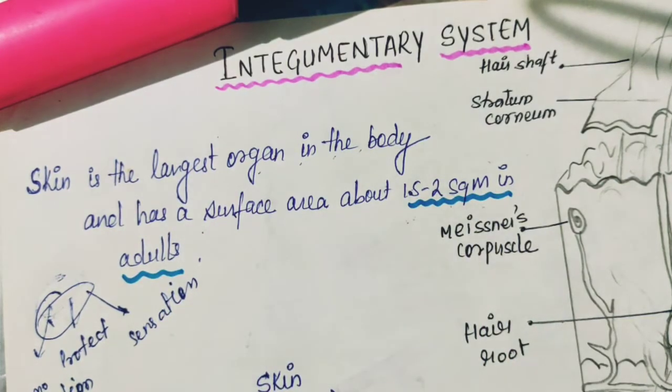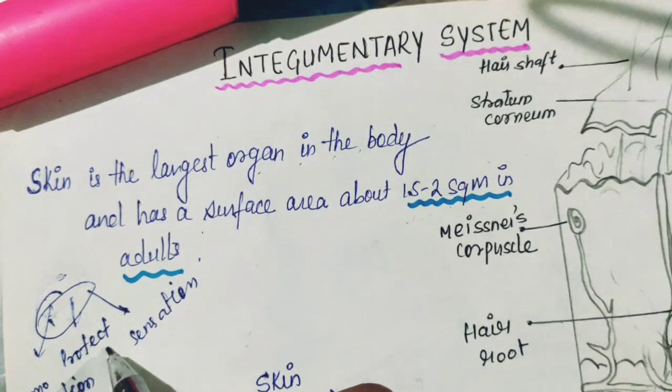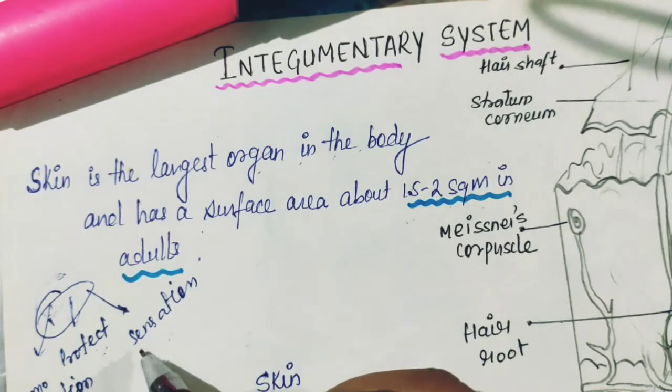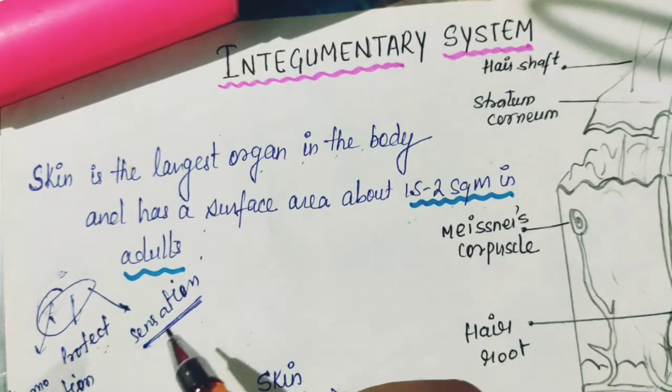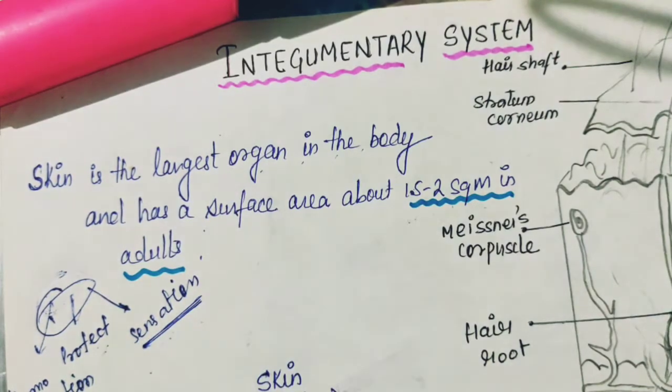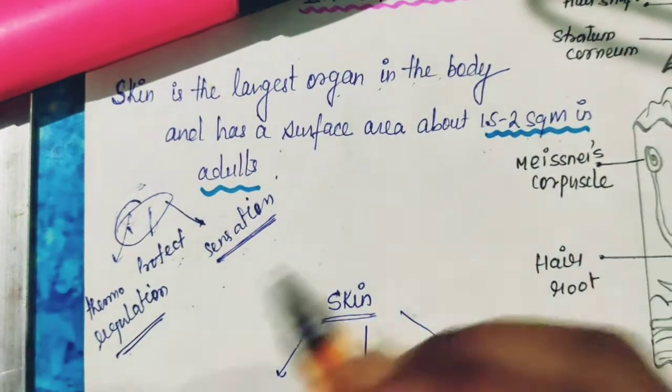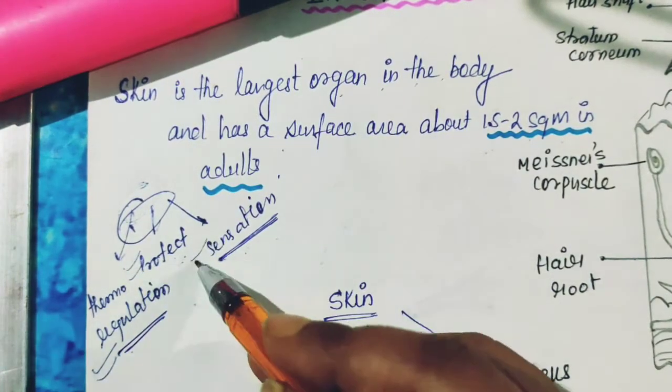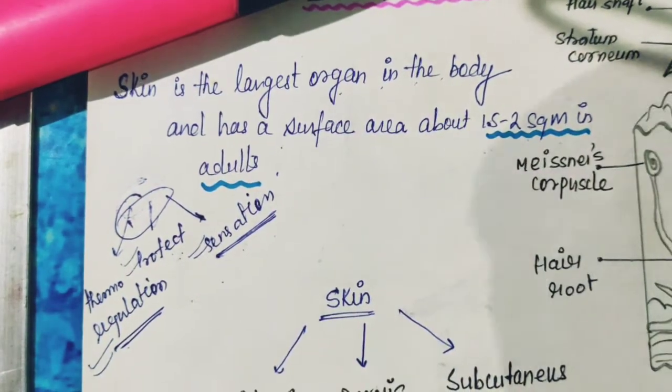Now let's talk about the function. What does skin do? Skin has mainly three functions. First is protection from invasion of microbes. Second, it has nerve endings, so it helps in sensation: pain, temperature, cold. And it regulates the temperature of the body, so it helps thermoregulation. These are the basic and major functions of the skin.